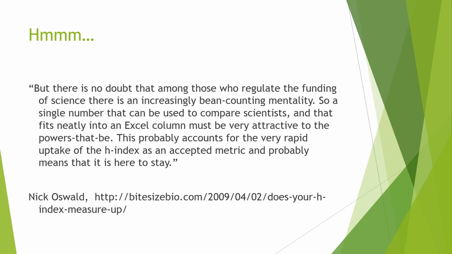So this I thought was an interesting quote I want to read to you. But there's no doubt that among those who regulate funding of science, there's an increasingly bean counting mentality. So a single number that can be used to compare scientists and that fits neatly into an Excel column must be very attractive to the powers that be. This probably accounts for the very rapid uptake of the H-index as an accepted metric, and probably means that it is here to stay. And so I have to say that I agree with that.